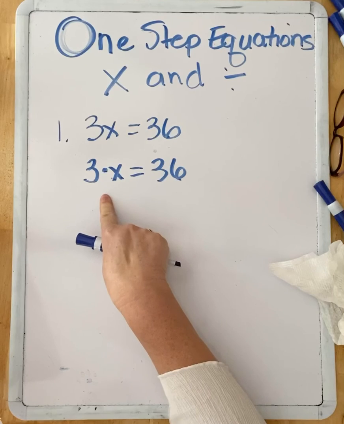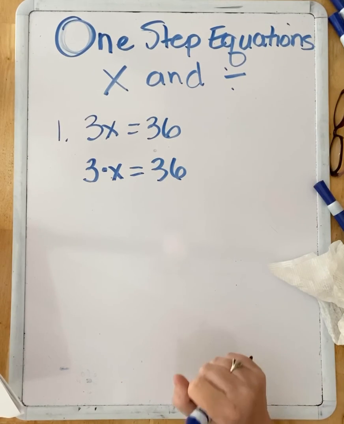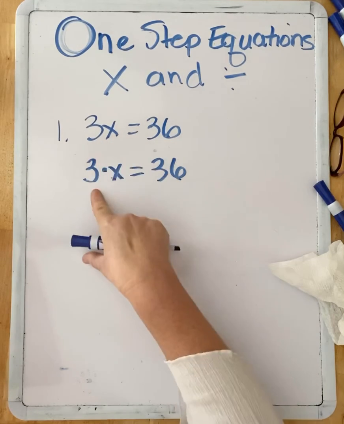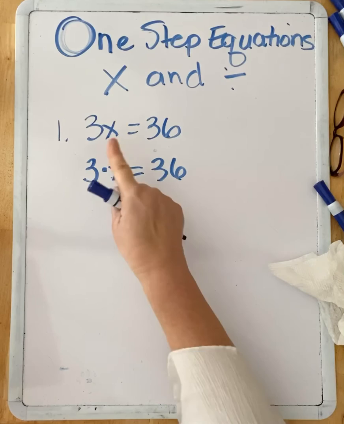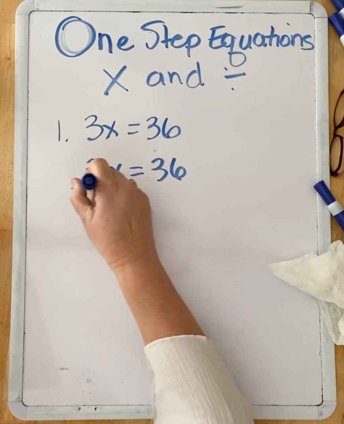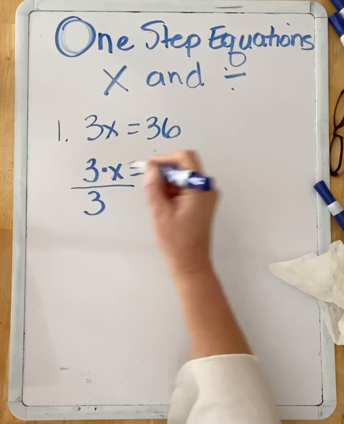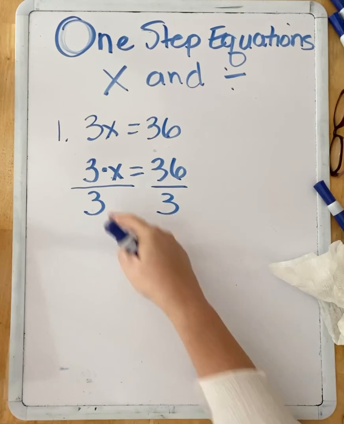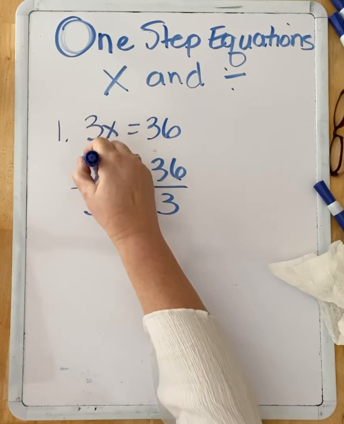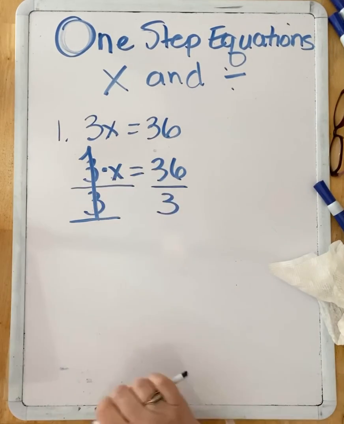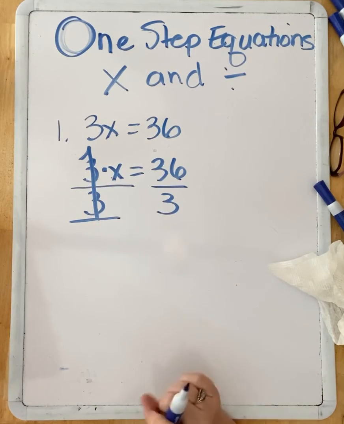If this is multiplication, I want to find the identity property of multiplication. Therefore, I want to create a 1 where this 3 is. In order to do that, I'm using the opposite of multiplication, which is division. I'm going to divide by 3 on both sides of the equation because the equation needs to stay balanced. Then 3 divided by 3 gives me 1. There's my 1. That gives me my x by itself. That's the identity property of multiplication. 1 times anything is the anything.